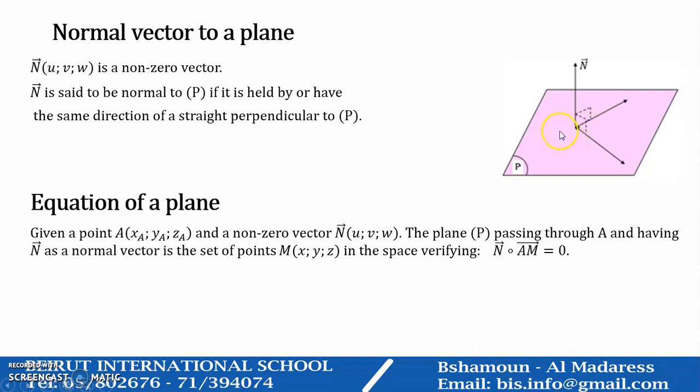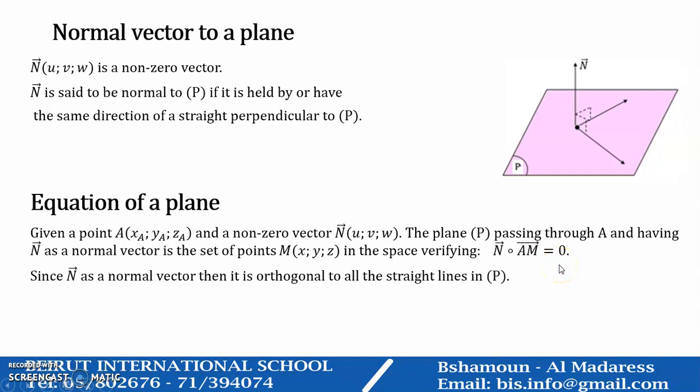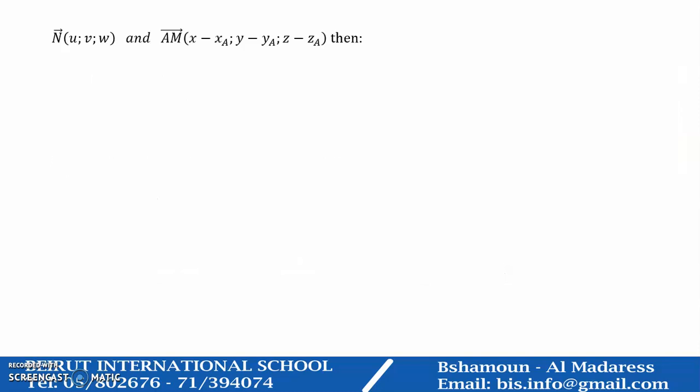So if A is a point in the plane and M is any variable point of the plane, then AM dot n equals what? Equals 0. Why is that? As I said, since n is orthogonal to all the straight lines in the plane.